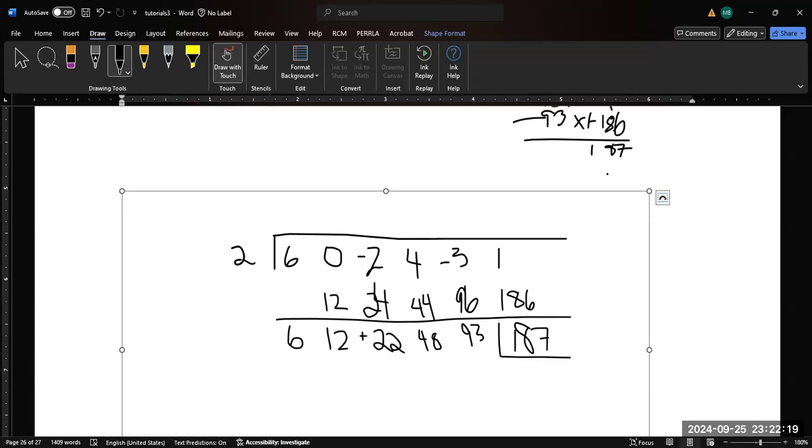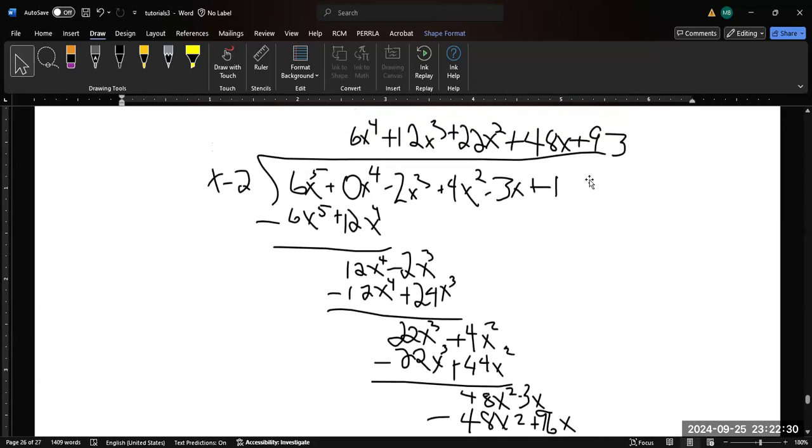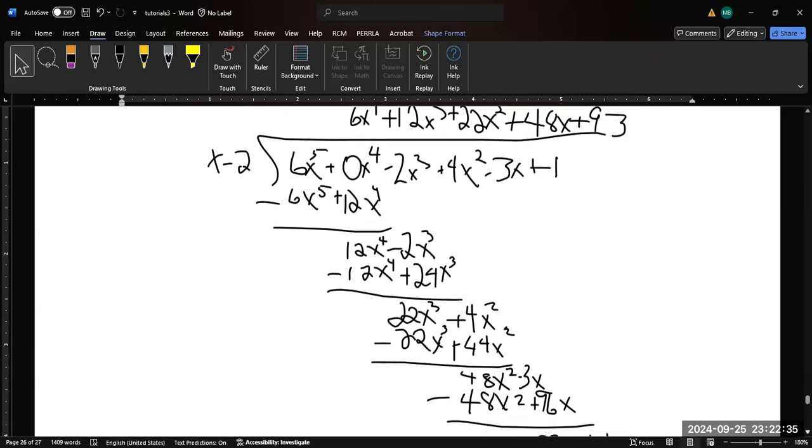So again, here's our remainder. It matches our long division. And you'll notice that each of our terms down here does in fact match our polynomial solution from before, 6, 12, 22, 48, 93.